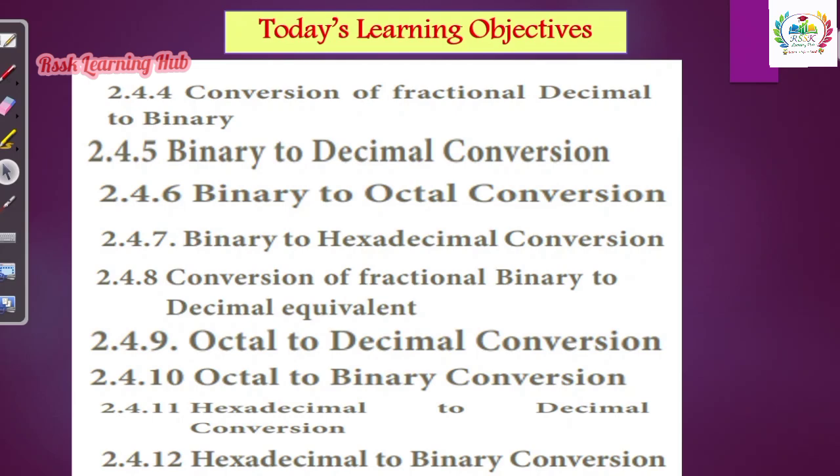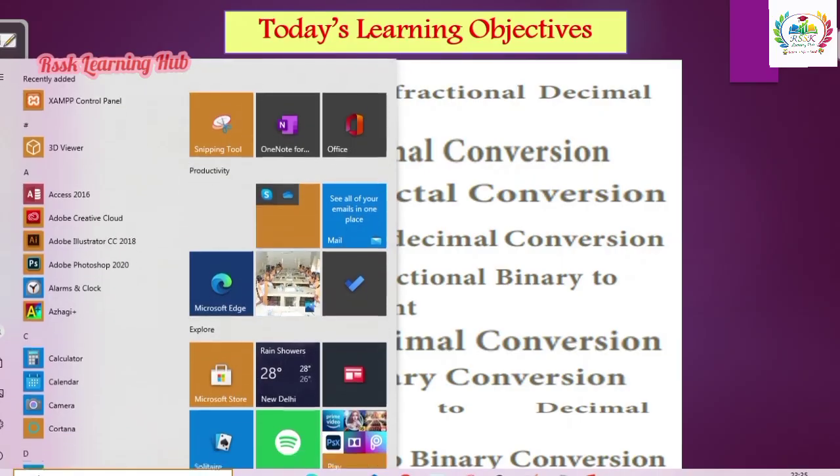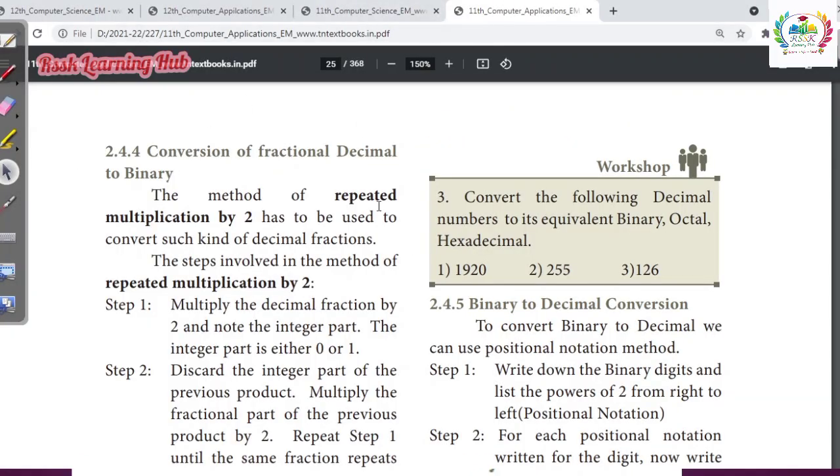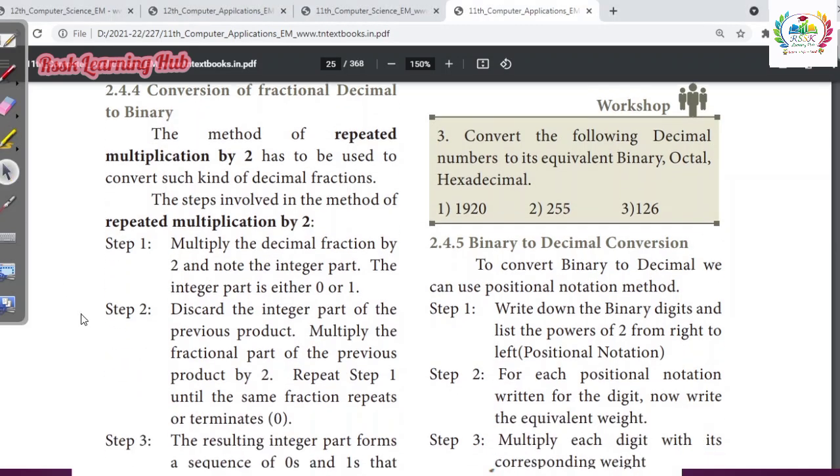First we will see how to convert a fractional decimal into binary. Take down the procedure: the method of repeated multiplication by 2. This is the method by which you convert your fractional decimal to binary. The first step is to multiply the decimal fraction by 2 and note the integral part of it. The integral part is either 0 or 1. Discard the integral part of the previous product. Multiply the fractional part of the previous product by 2. Repeat until the same fraction repeats, so you continue the loop. Clear? Okay.